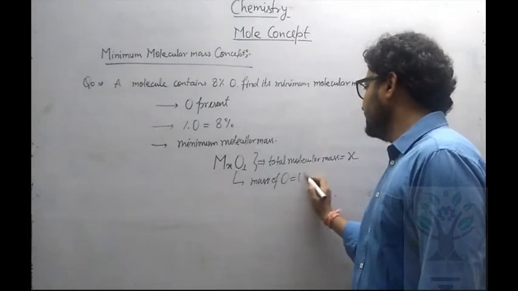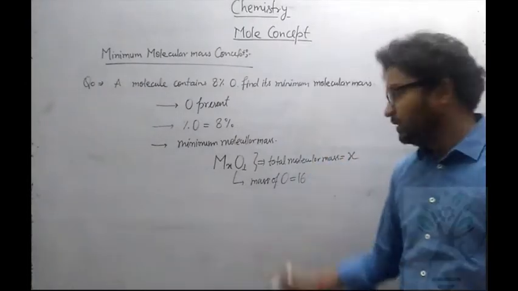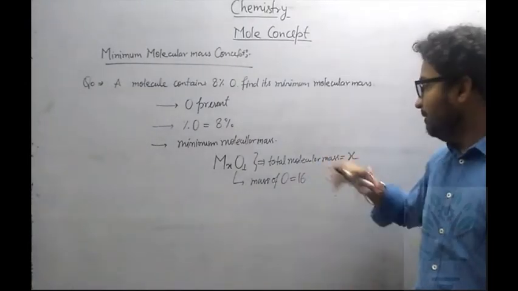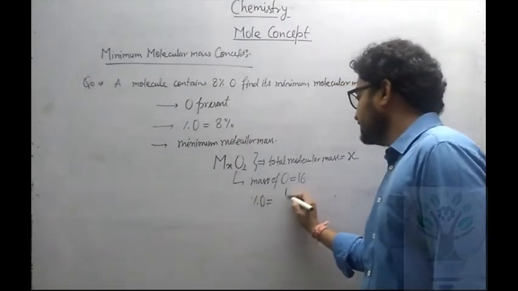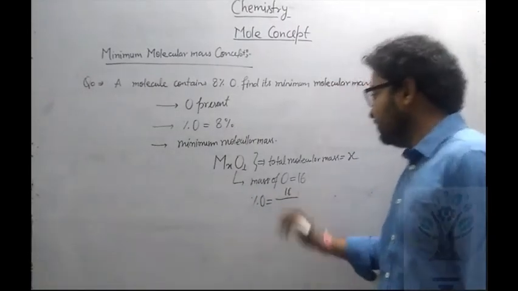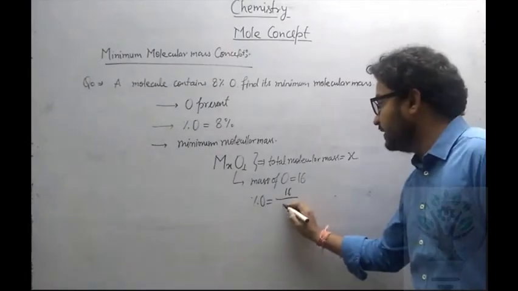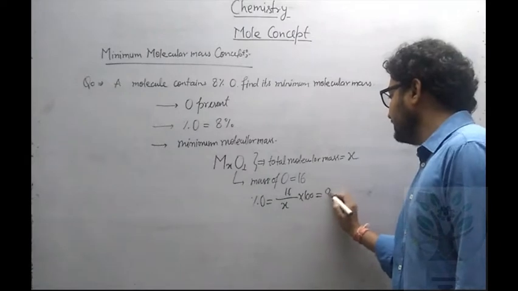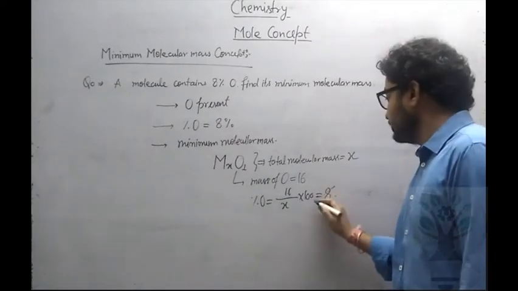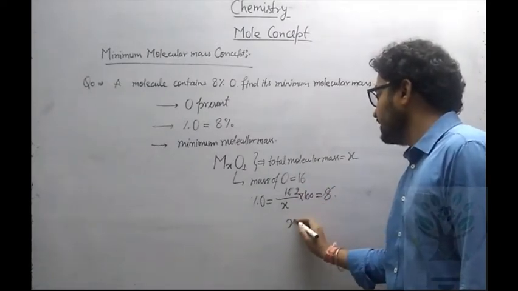Mass of oxygen will be 16. Why? We have just 1 oxygen atom, so mass will be 16. What is the percentage of oxygen? Percentage of oxygen will be the mass of oxygen divided by total mass, multiplied by 100, and they have given it as how much? 8.